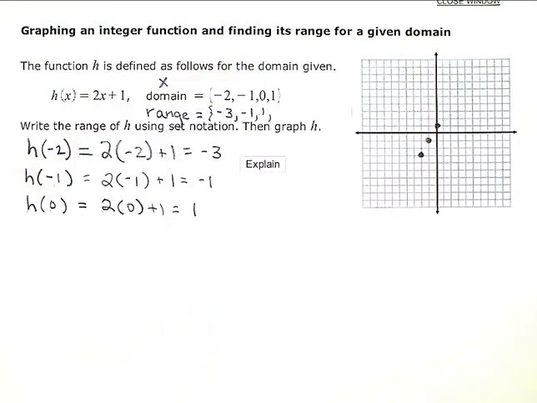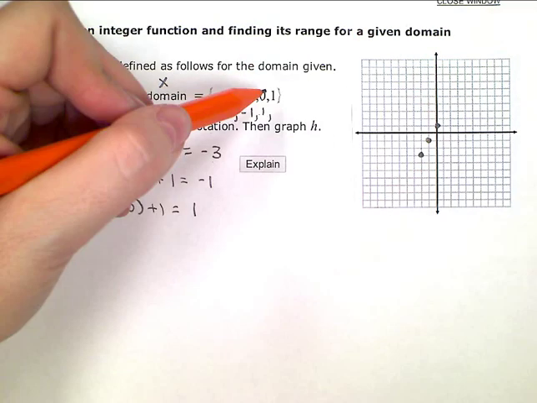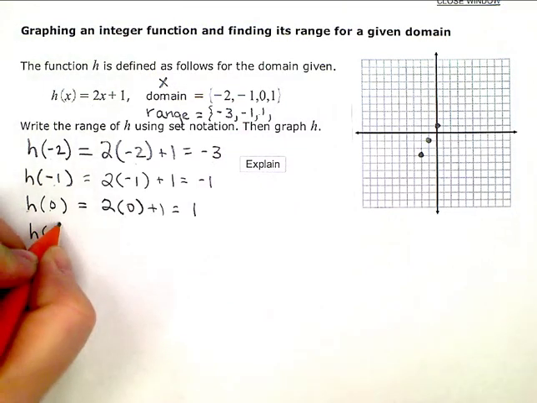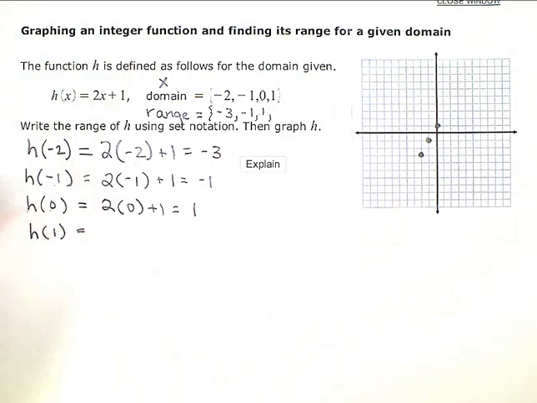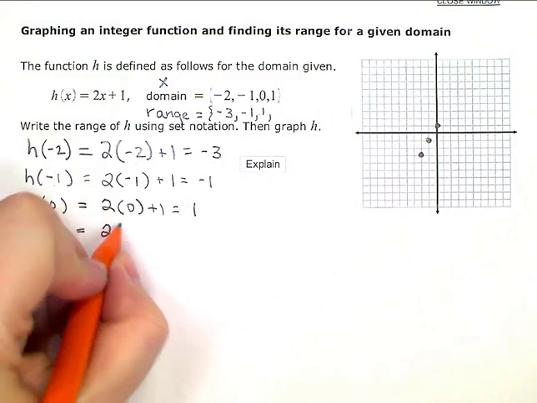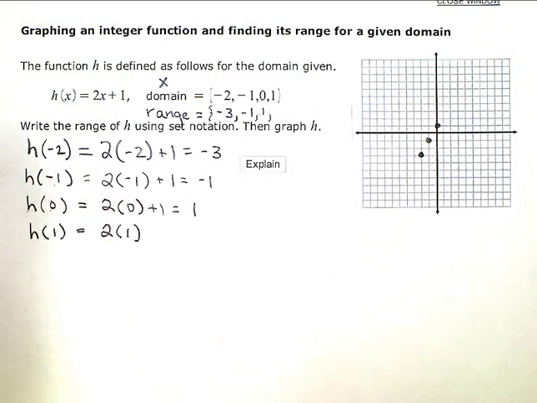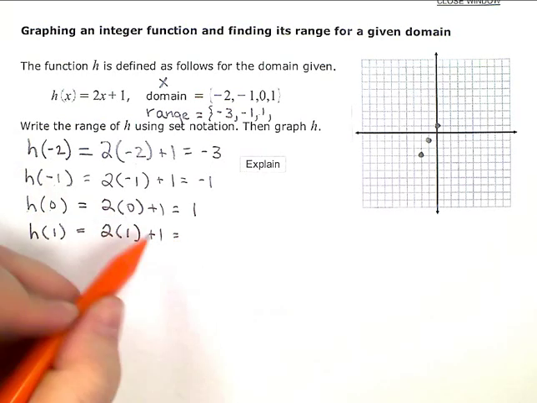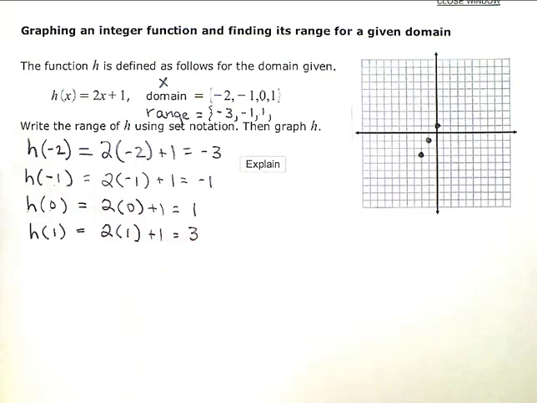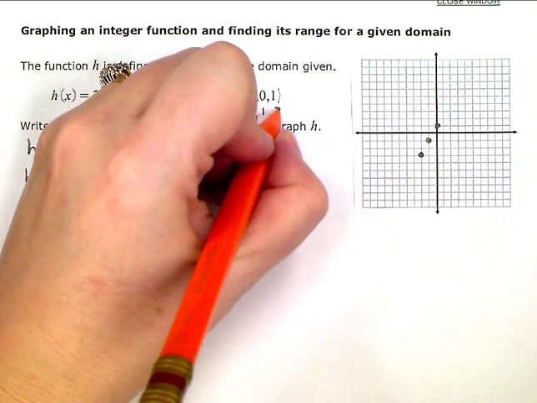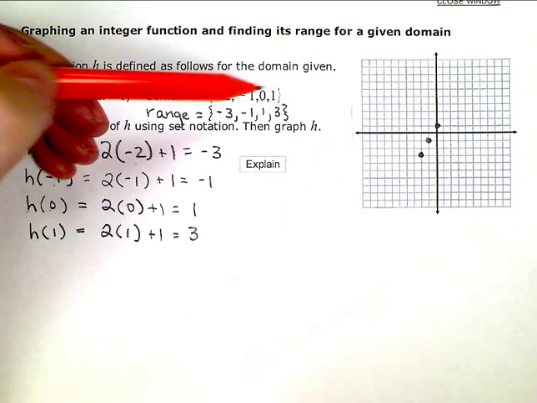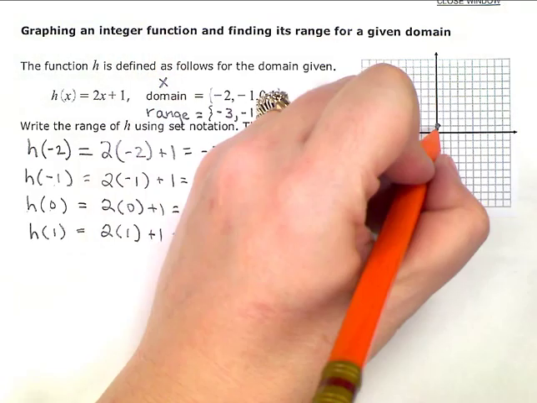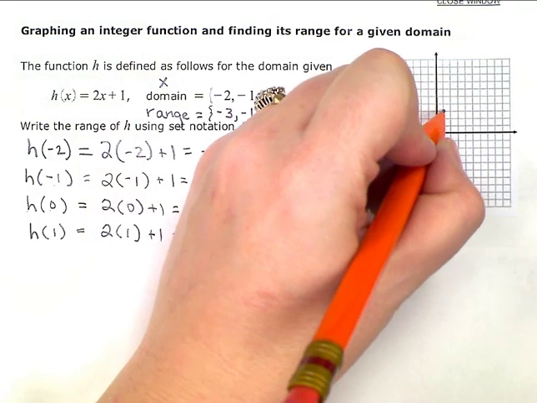And lastly, I'm going to input +1. So evaluate the function for +1. That means I substitute in 1 for x. And 2 times 1 is 2, plus 1 gives me +3 as an output. So when I input +1, my output is +3, and I'm going to plot the point 1, 3.